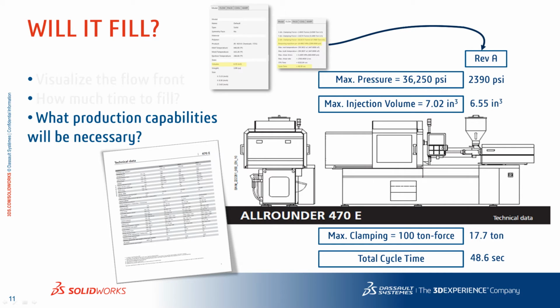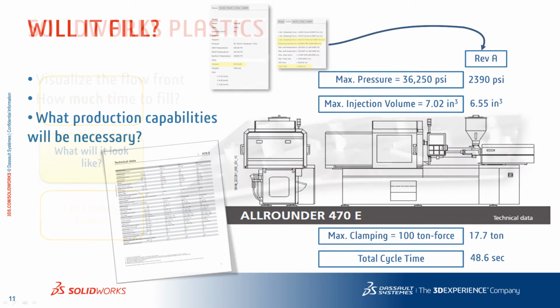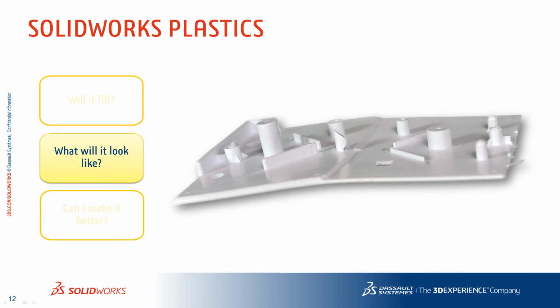For example, my max pressure is a safe 2390 psi. My volume is just below the maximum. My tonnage is going to be okay, and I can estimate my initial cycle time at about 48.6 seconds. Base level information that helps me understand how hard this part is going to be to fill later on. We see that the part can fill just fine and it's going to be safe in my machine.